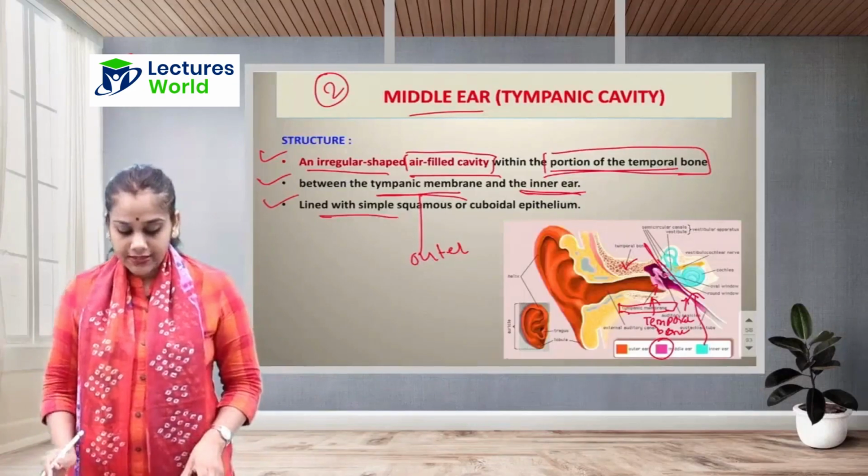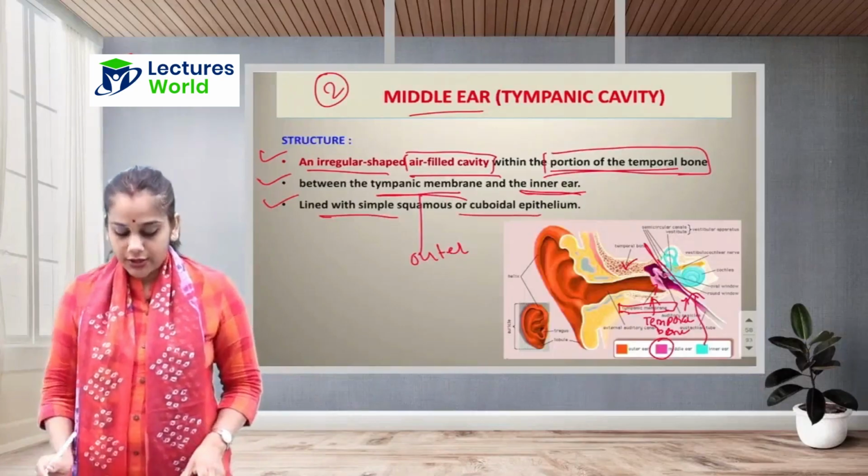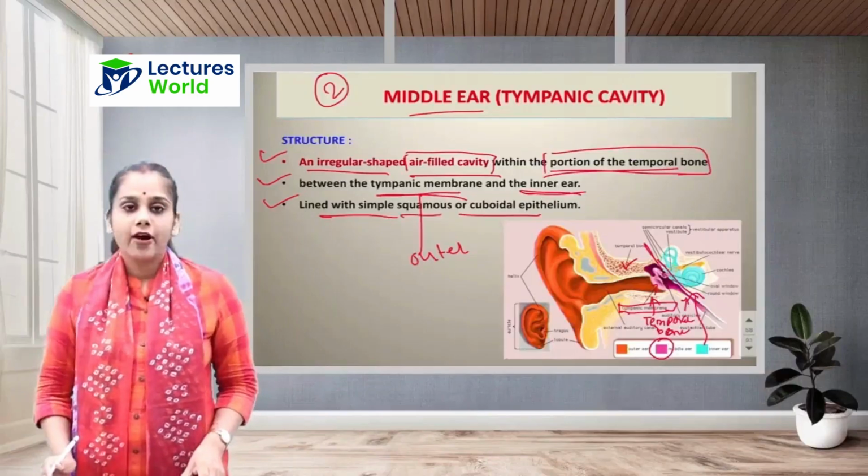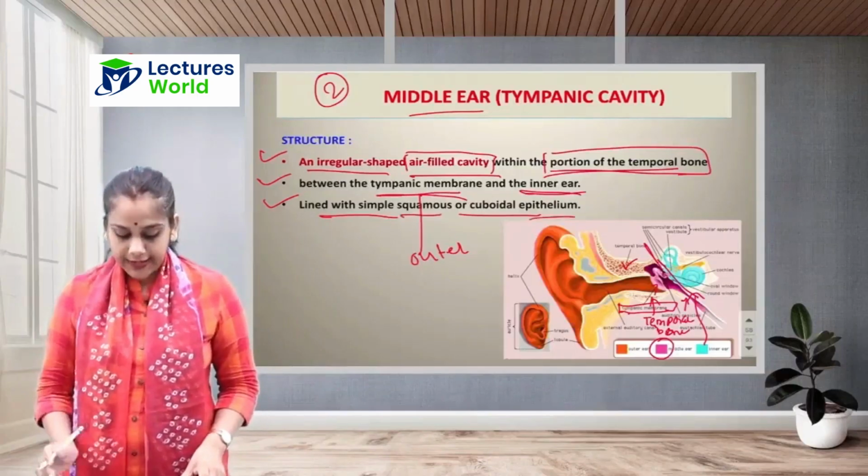It is lined with simple squamous or cuboidal epithelium. So it is made up of squamous or cuboidal epithelium.